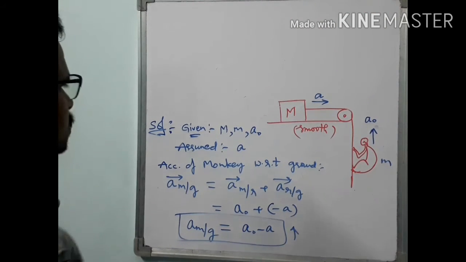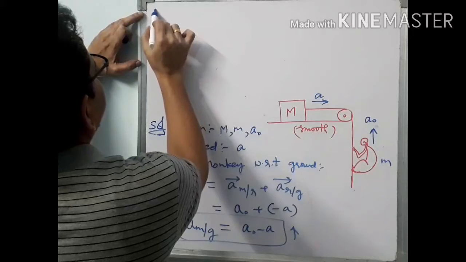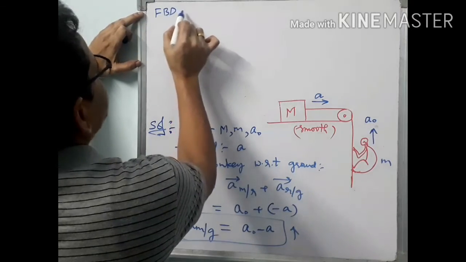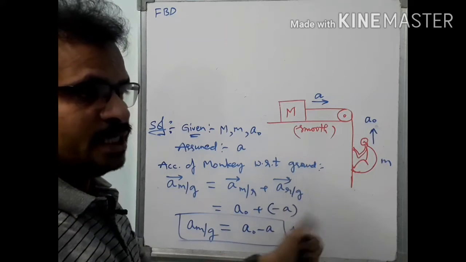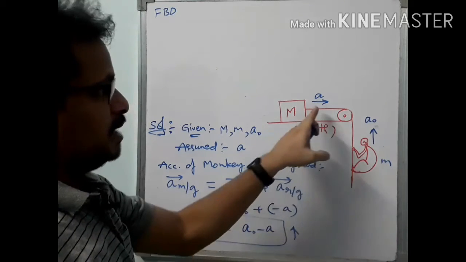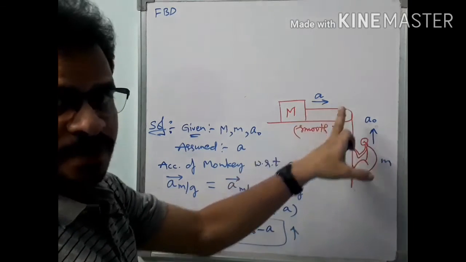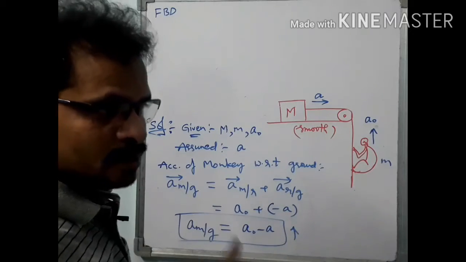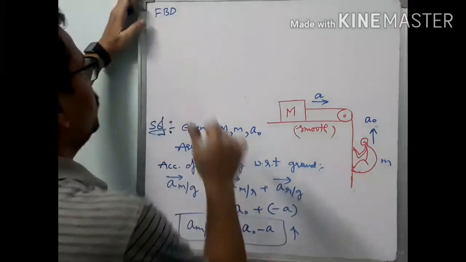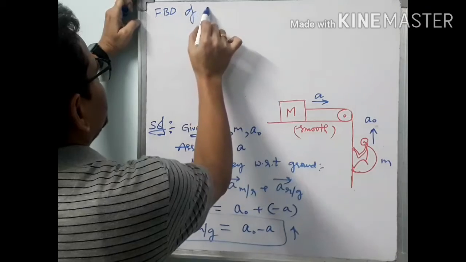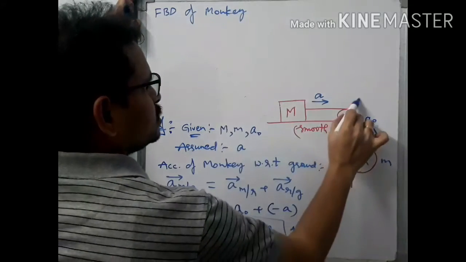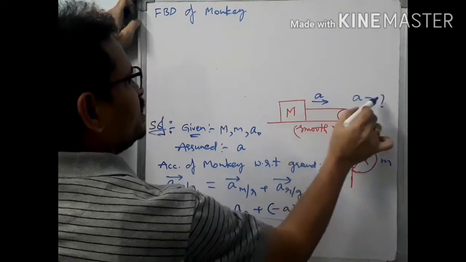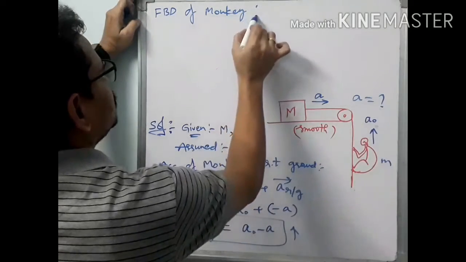Look here now. Now FBD of monkey. See, our first step is over now. We have expressed the acceleration of the monkey with respect to the ground, and this A is the acceleration of the block with respect to the ground. So now the problem is ready. Now we can deal with it as usual. So FBD of monkey. And what is our target? What do we have to find here? This A equal to how much? We have to find this acceleration.